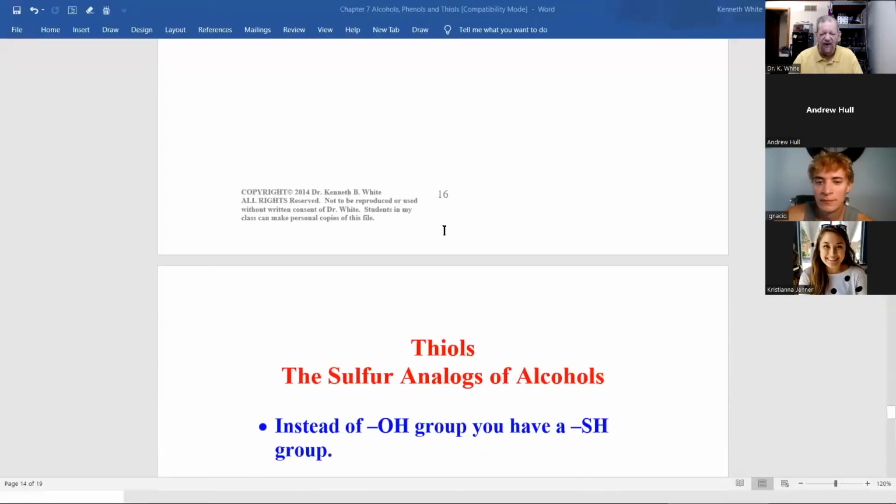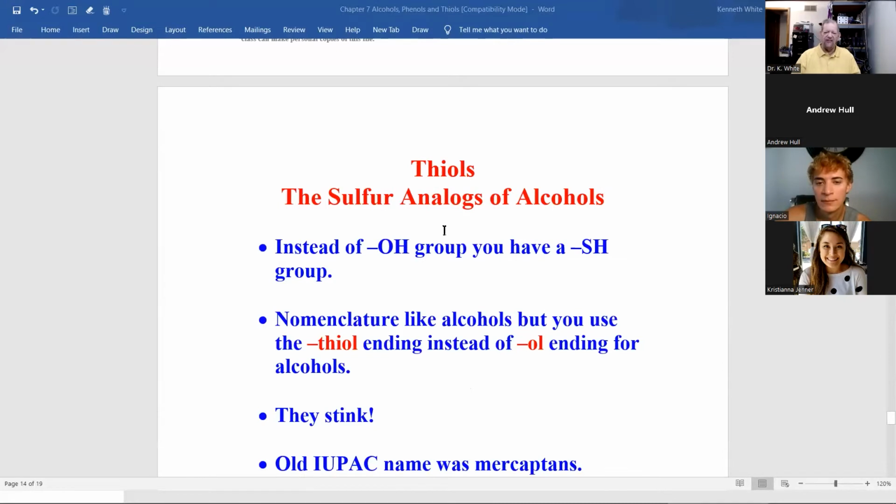All right, let's move on to a new functional group in this chapter, and that's called thiols. And I have to warn you, this part of this lecture is going to stink, and I mean really stink. So be careful. Now, what's a thiol? It's a sulfur analog of alcohols. Instead of an oxygen on a carbon with a hydrogen, it's a sulfur, and this is a thiol.